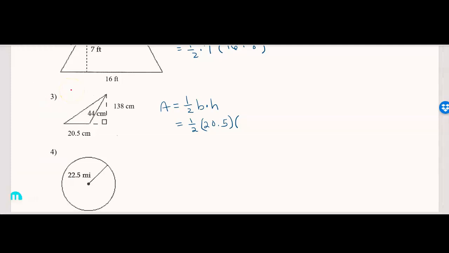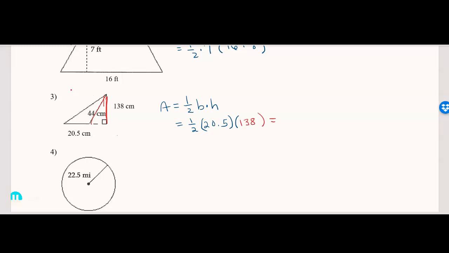So over here, this is 44 centimeters, but it's the leaning side. Remember, we don't want the leaning side. We want the side that is perpendicular. All right, so that would be this right here, and that would be 138 centimeters. That is what we will use for this problem.